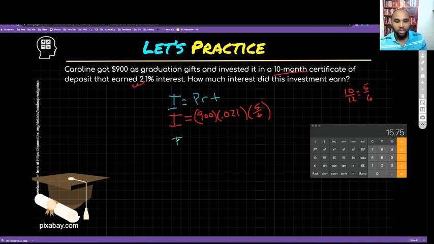So now we know our interest will be $15.75 if it's for 10 months. So that makes sense, right? It's not even the whole year, and the amount's not that big, and the interest is really small, so we shouldn't expect to receive a whole lot of interest on that investment.